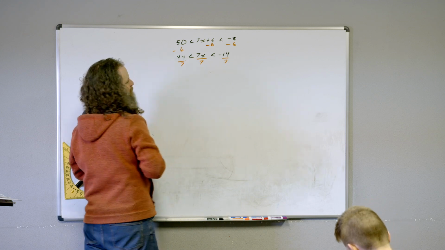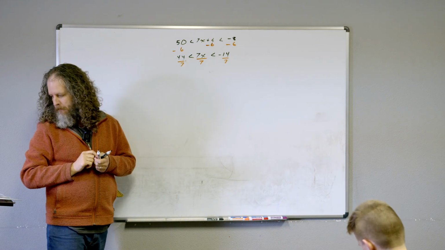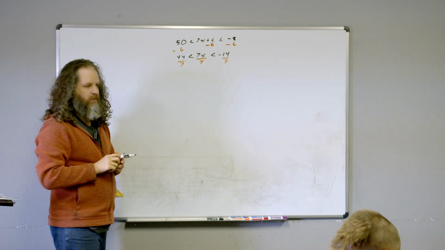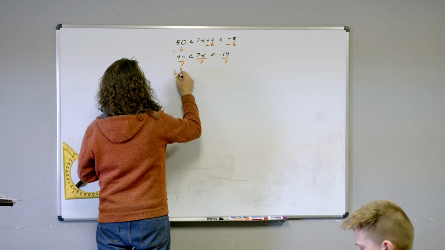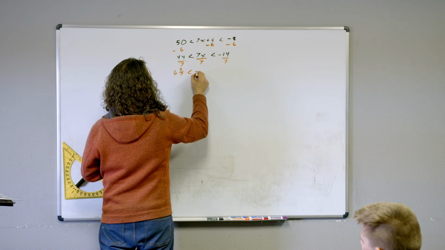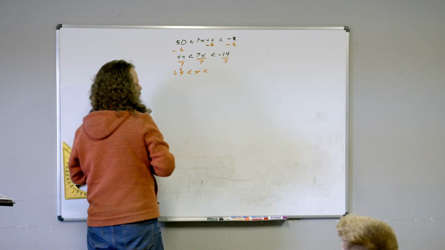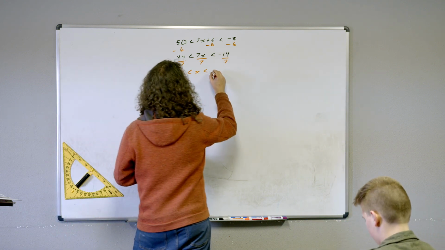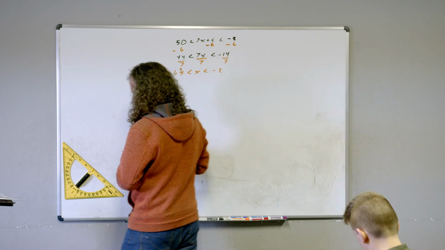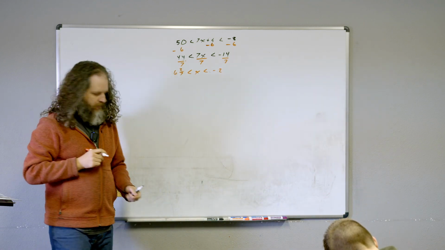What's 44 divided by 7? 6 and 2/7 is less than x is less than, what's negative 14 divided by 7? Negative 2. Now what? We graph it.